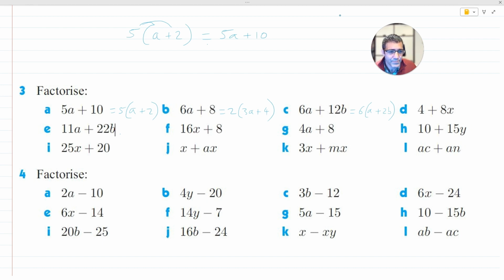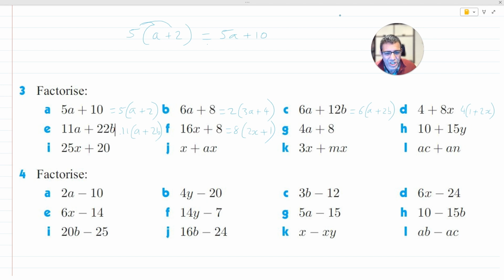For question D, we notice there's a 4 inside a 4 and a 4 inside of 8x. So we can say 4 times, and then we have 1 plus 2x. So 1 plus 2x, 4 times 1 is 4, and 4 times 2x is 8x. For question E, we notice we have an 11 that's common to both. So we're going to say 11, and then we'll have a plus 2b's inside of the bracket. For question F, we have an 8 inside of 16 and an 8 left after that. So we can say 8 times 2x plus 1. 1 times 8 is 8.